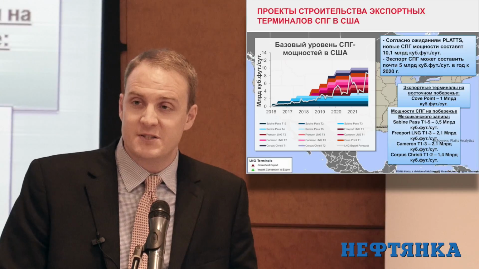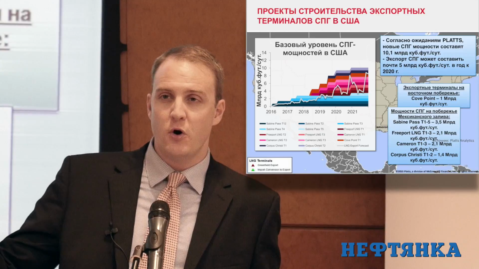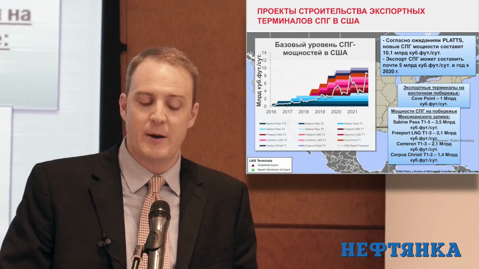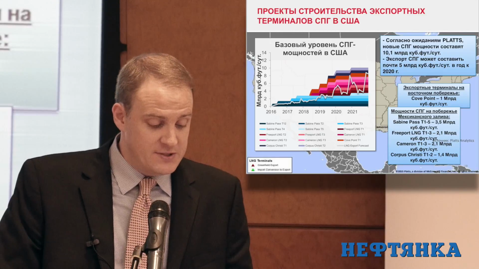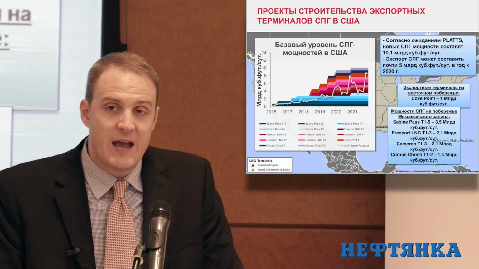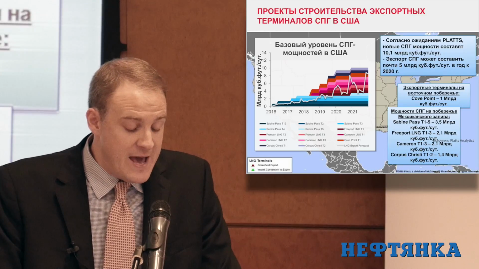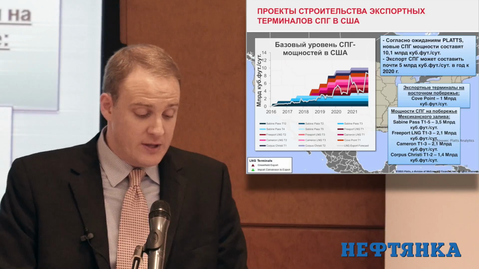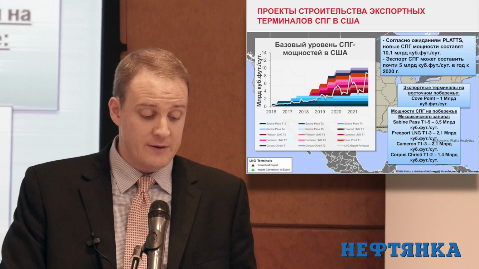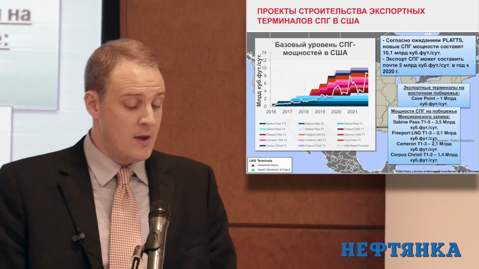Looking at this chart, the colorful stack we see is actually the cumulative and growing train by train forecast of export capacity. So we see Sabine Pass, which has already come online, and it'll be building out multiple more trains over the next couple of years. And then adding to the capacity significantly in 2018 will be Freeport, Cameron, and Cove Point, and then finally Corpus Christi coming online in 2019.